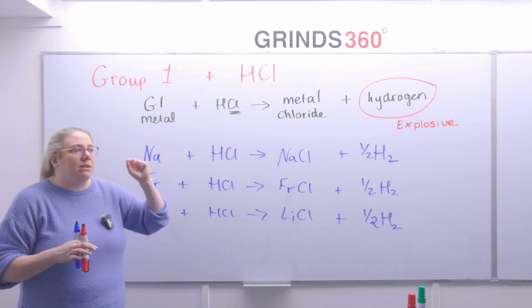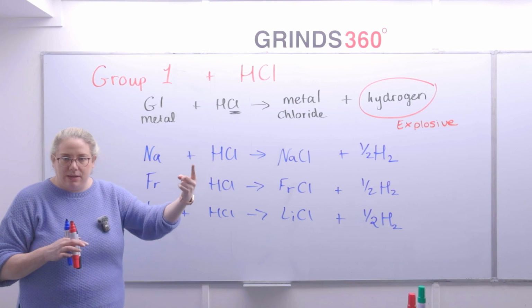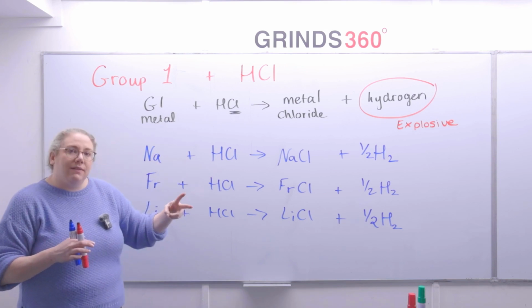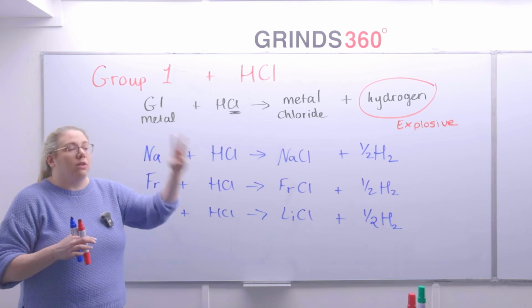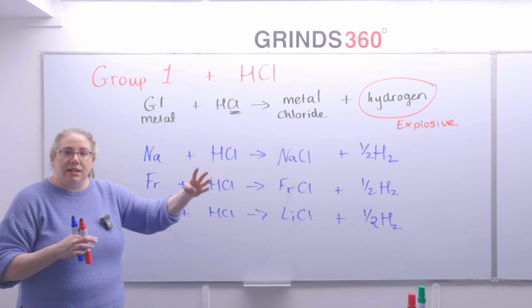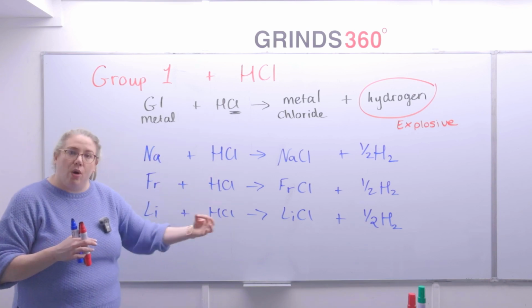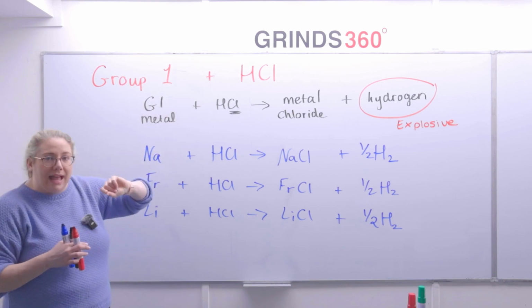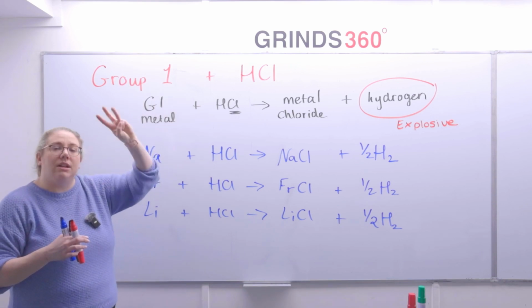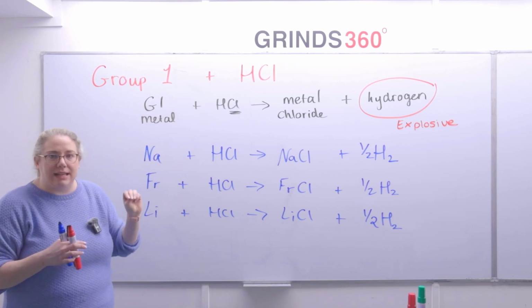So be able to tell me how they react. They react by losing 1 electron. Describe the reactivity down the group. It increases down the group. Why? Your atomic radius increases, and there is more shielding, so it's easier to get that electron off of the atom. And then write your balanced equations for group 1 elements with water, oxygen, and hydrochloric acid. And that's all the examiner can ask you here.